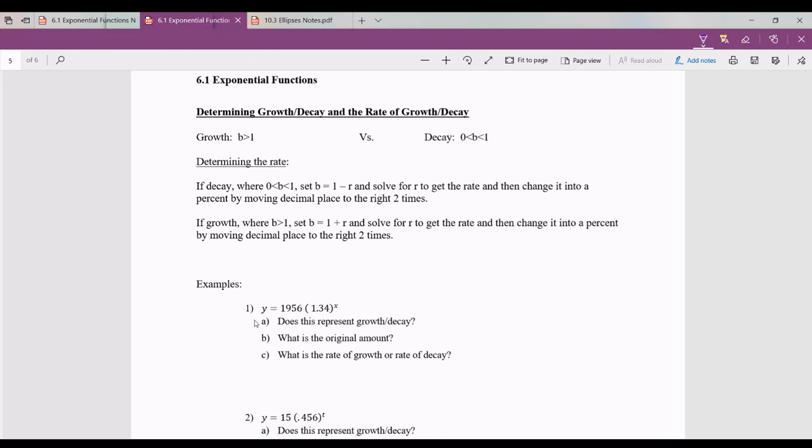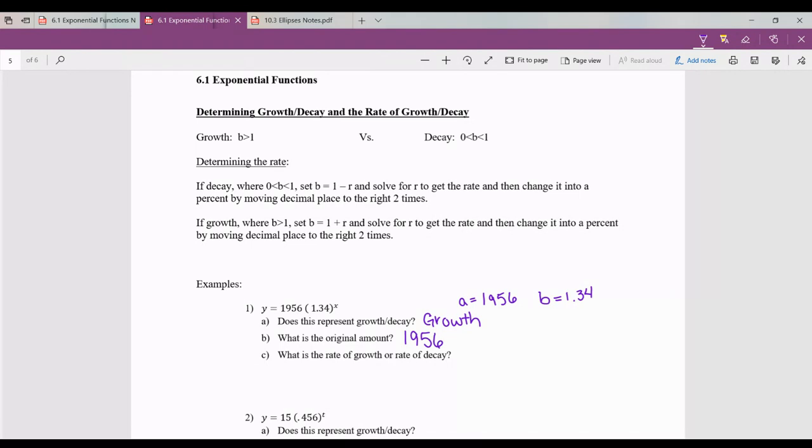So the first thing, number one, we've got y equals 1,956 times 1.34. So in this case, my A is 1,956. My B is 1.34. Now, because my b is greater than 1, it's going to be exponential growth. My original amount, that's my initial. Original and initial mean the same thing. So my A is 1,956. That's my initial amount.